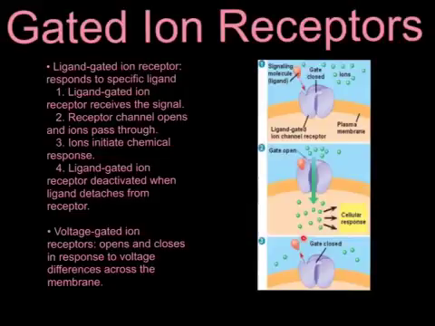The second one is the voltage-gated ion receptors. Basically, they open and close in response to voltage difference across the membrane.